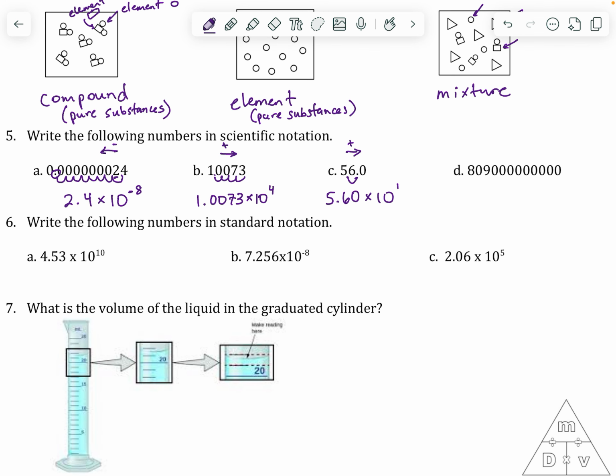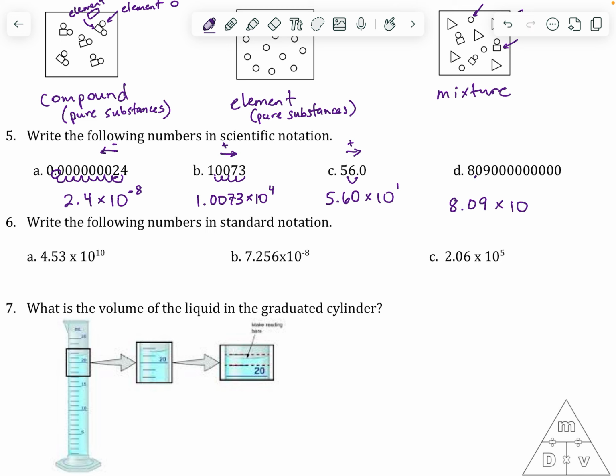For letter D here, the first non-zero number I see is 8, so I'm going to put 8 and then 0.09. Now, before we included the 0 after. In this case, we don't have to include these zeros because they didn't come after a decimal. We only really include zeros when they come after a decimal because that means a level of precision. In this case, these are not very precise, so we don't need to include them. So we can just stop after that 9 or the last non-zero number that we see times 10.